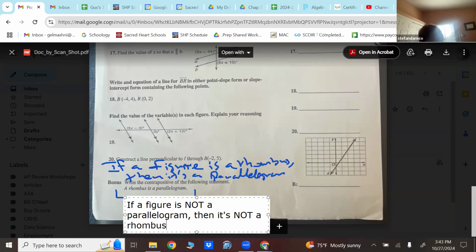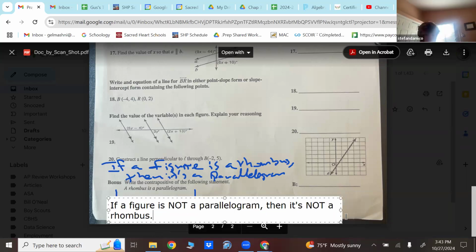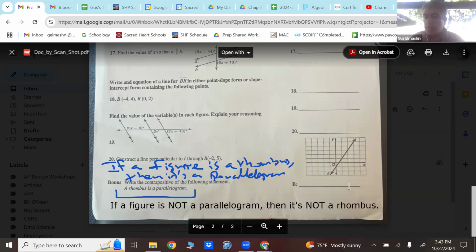As long as the original is true, the contrapositive will be true as well. And so that's also a true statement too. Because if it's not a parallelogram, of course it's not a rhombus. That'd be crazy.